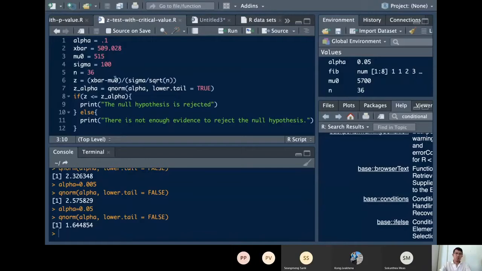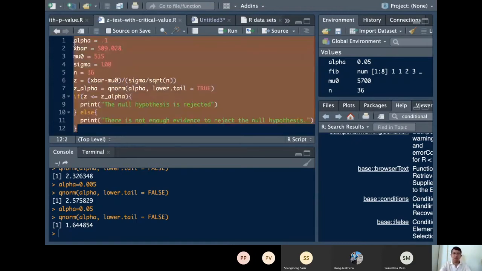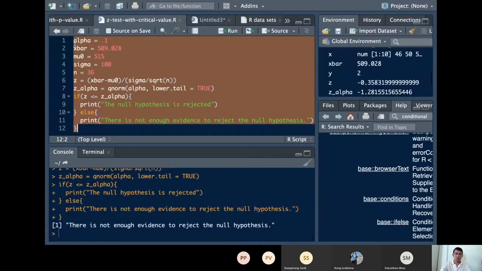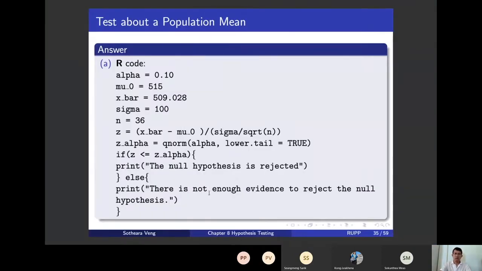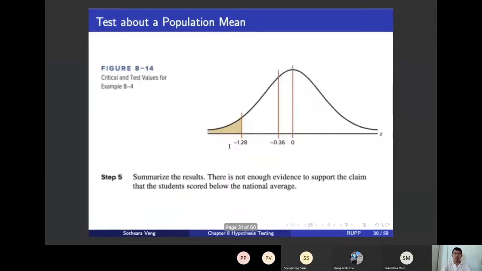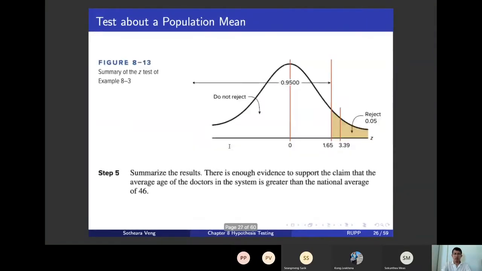Once everything is input, I have to run this code. I just select all and then press control enter, and then I will come up with this result. The result is not to reject the null hypothesis, right? The result is not to reject the null hypothesis. And we also found this same thing: there's not enough evidence to support the claim.